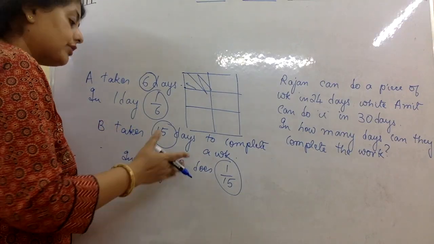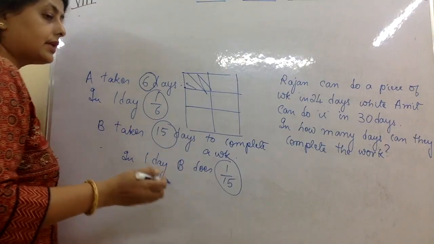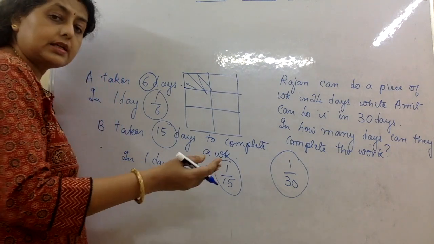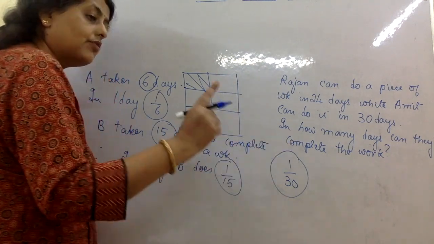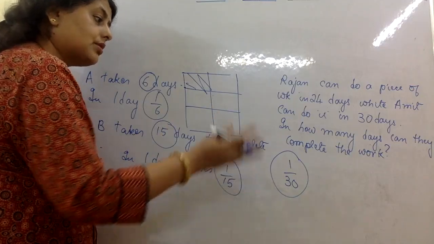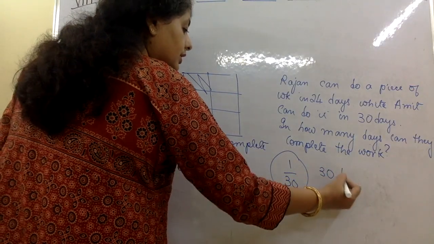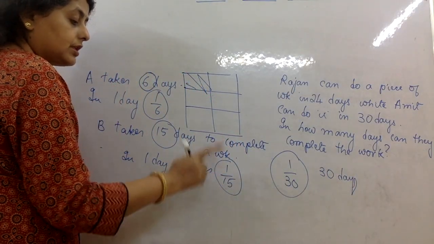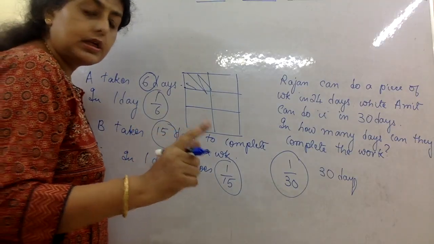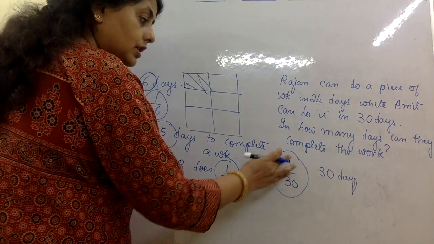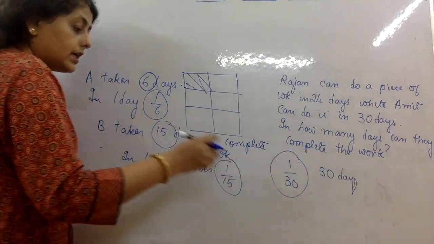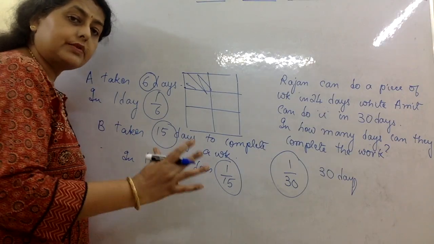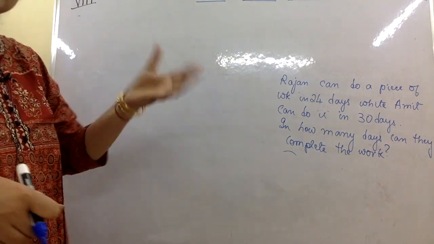Now, if we go from this end to this end, if in 1 day he completes 1 by 30th of the work, just giving an example, then the total number of days he takes to complete the full work is the reciprocal of it, which is 30 days, isn't it? We are getting it from here. See, 15 days, 1 by 15 in 1 day, 15 days to complete the full work. So, if you are given fraction of work, reciprocal of it is the number of days. If you are given number of days, reciprocal of it is the fraction of the work he does in 1 day. Let's see a few questions.